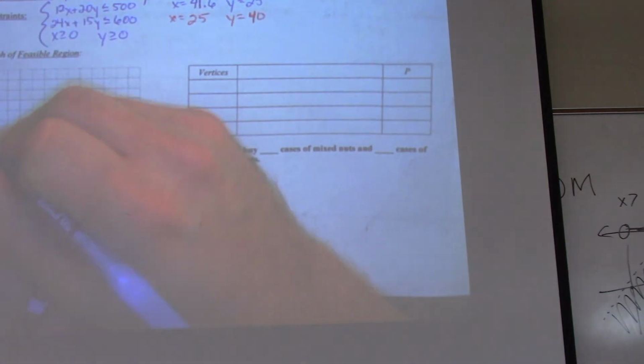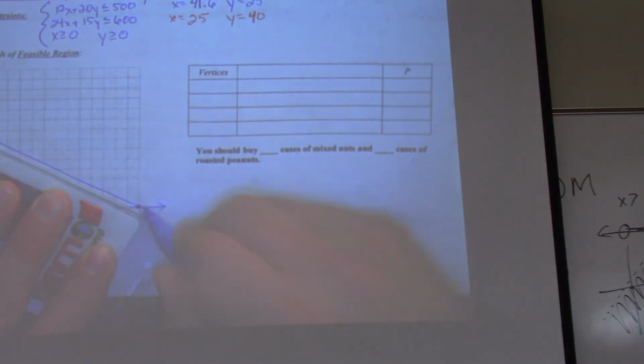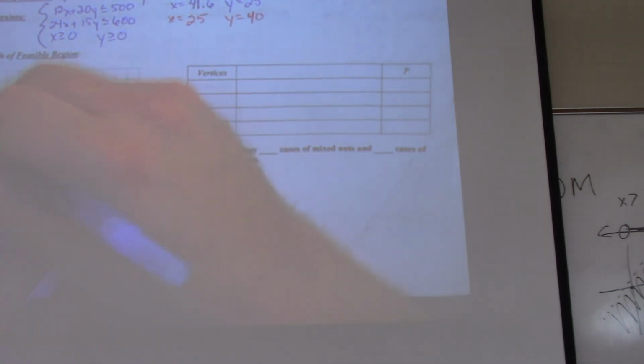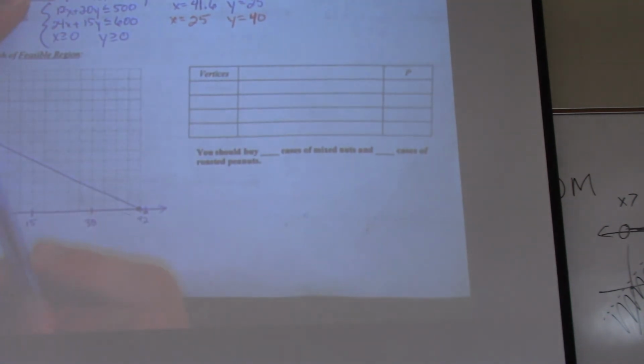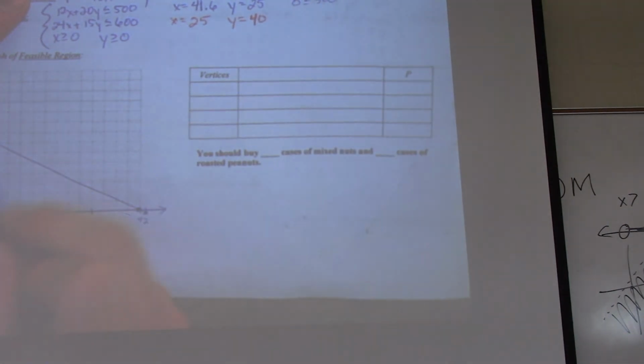I'm going to shade it though. Because if I plug in 0, 0, I get a true statement. And most times we are going to shade down. It's not all the time, but most times. So I got all that.